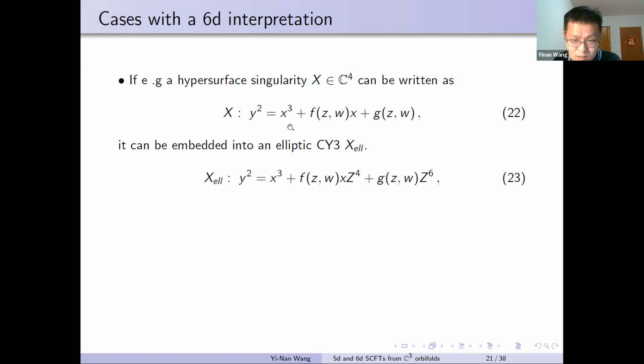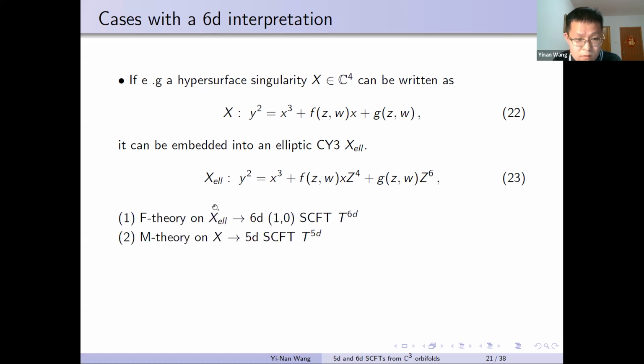And this just looks like an elliptic model, it's a cubic equation in the variables x and y. Whenever this happens, this singularity can be embedded into an elliptic model that we call X_elliptic, which takes the form of this equation. This is very similar to the previous equation, and the only difference is that x, y, and big Z are now the projective coordinates of a P^2_{231}. So this is an elliptic model.